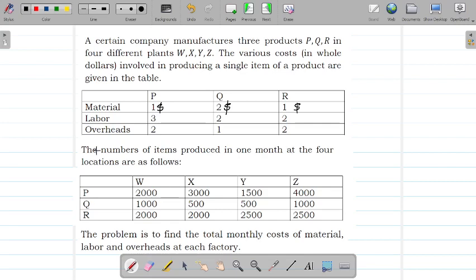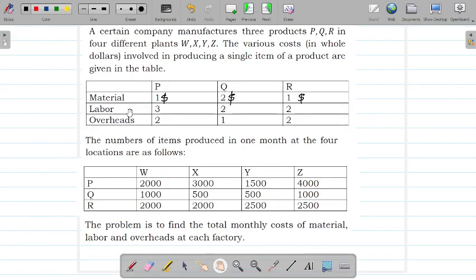Similarly overheads, that may be supervisors or whoever it may be. For overheads it will be $2 here, 1 there, 2 there. And what is other information given? The number of items produced in 1 month at the 4 locations are as follows. So there are 4 locations W, X, Y, Z, and these are the product P. So if you look at product P in the location W, 2000 units were produced, whereas in location X 3000 units were produced. Similarly, if you look at R in location Z, 2500 units were produced.